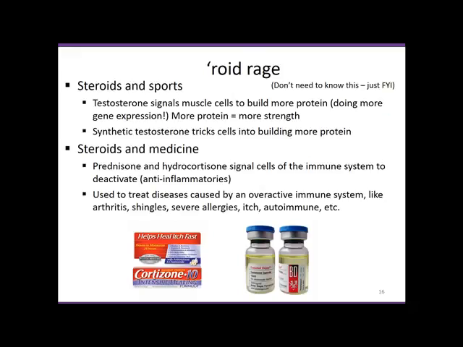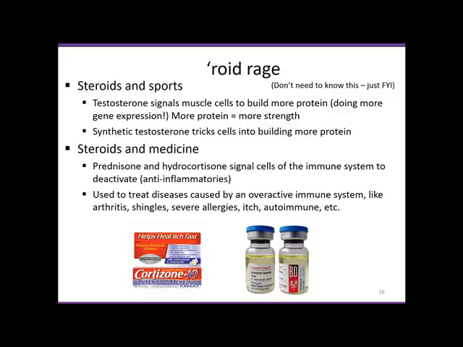Okay, so I know you're wondering about this. Here we go. You don't need to know this. It's just cool. You've heard probably about steroid use in sports, right? But a lot of the illicit steroid use comes in the use of synthetic testosterone.